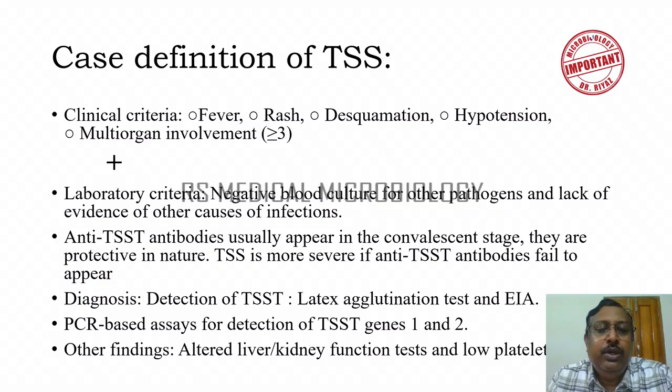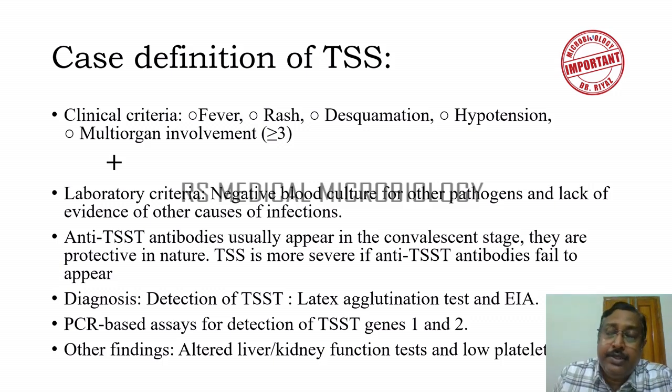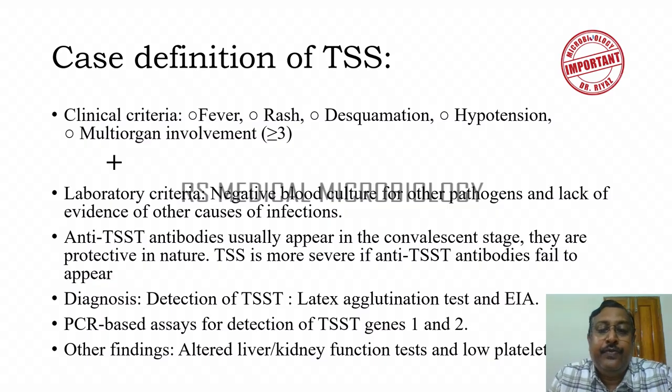Diagnosis wise, you can do a latex examination for the toxic shock syndrome toxin or the enzyme immunoassay. You can do PCR for detection of TSST-1 and 2 genes. They can also be associated with altered liver or kidney functions and a low platelet count.